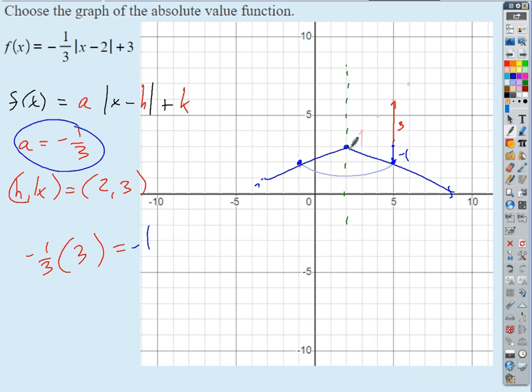You're going to look for the one graph that has a vertex at (2, 3) and goes through, for example, that point right there. If it has a vertex at (2, 3) and it goes through the point (5, 2), that's your graph, isn't it? Right. Okay, questions? Okay, yes ma'am.